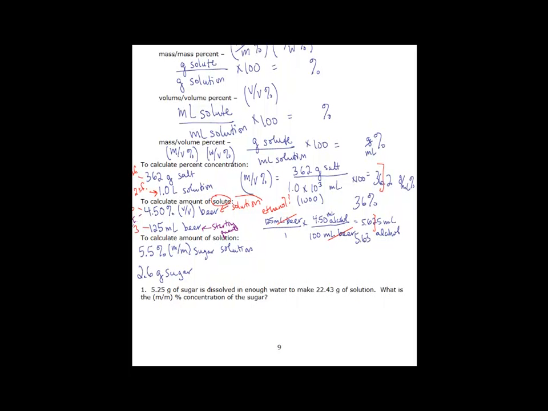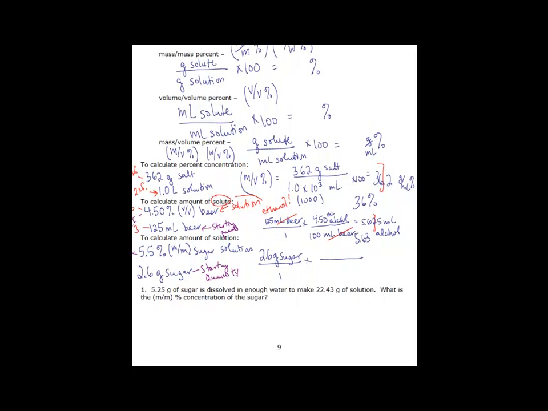Well, this is your starting quantity, 2.6 grams of sugar. This is your conversion factor, 5.5% mass per mass. So you have 2.6 grams of sugar. Remember that your percentages, it's always grams of solute over grams of solution. So our solute in this case is sugar. So I can write 5.5% two ways as a conversion factor.